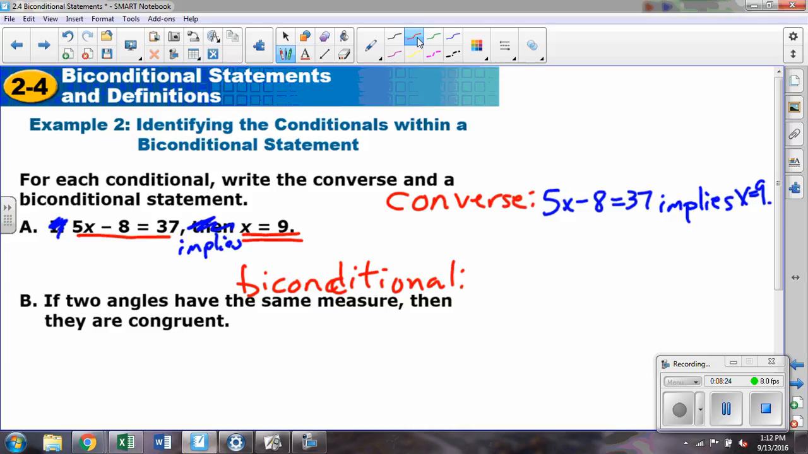To get the converse, we actually need to switch something around. The structure I would take here, x equals 9, implies 5x minus 8 equals 37. And there, that's finished.